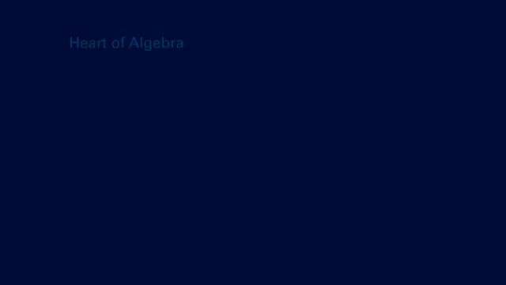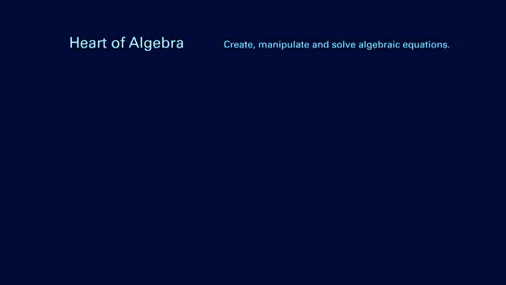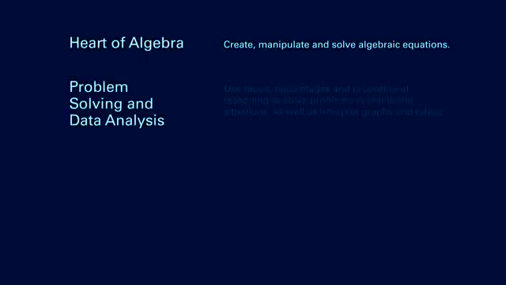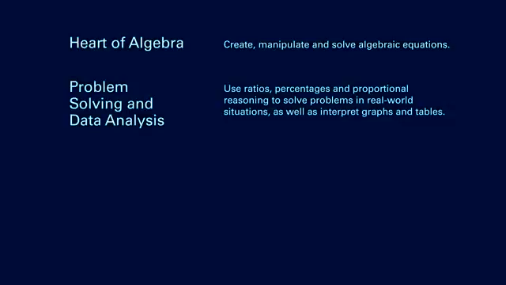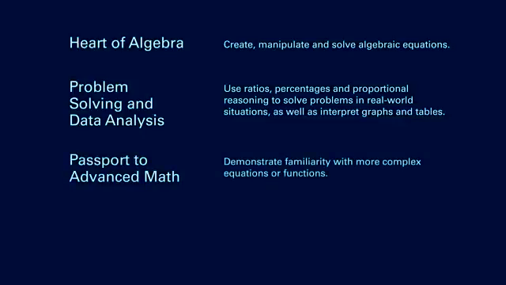Questions from the area we call Heart of Algebra require you to create, manipulate, and solve algebraic equations. The second area is problem solving and data analysis, which asks you to use ratios, percentages, and proportional reasoning to solve problems in real-world situations, as well as interpret graphs and tables. The third area, Passport to Advanced Math, requires you to demonstrate familiarity with more complex equations or functions.